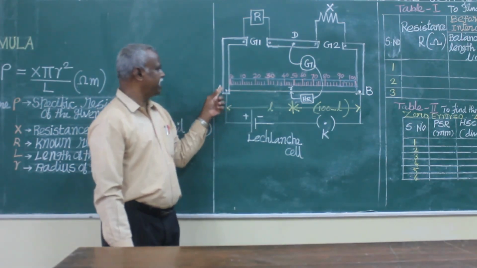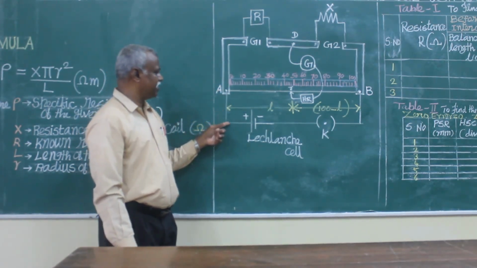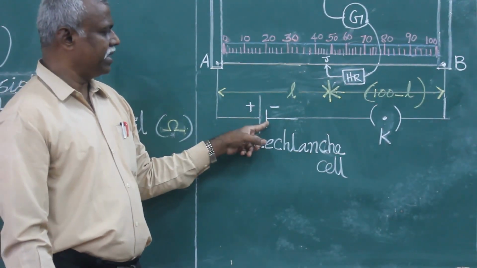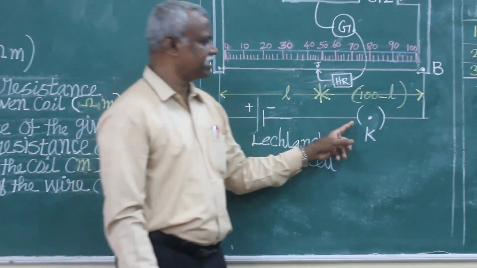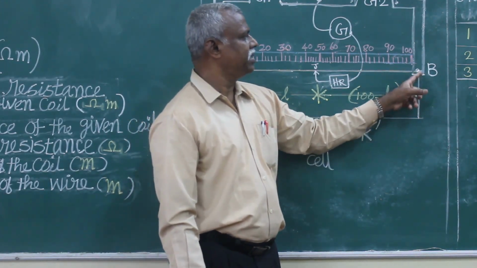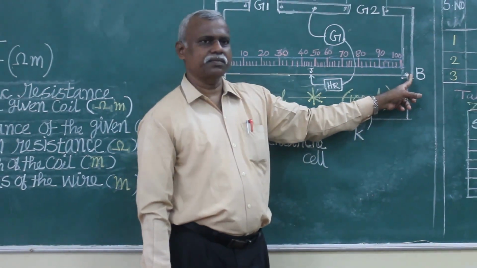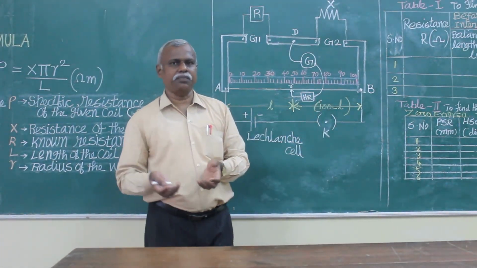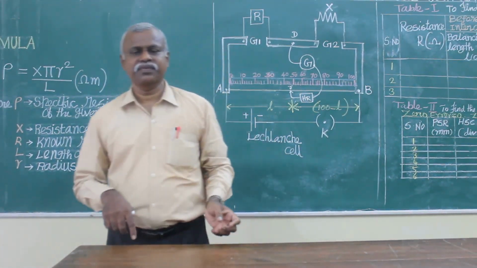Then from the point A, you have to give the connection to the electrolyte cell positive. From the negative of the electrolyte cell, you have to give the connection to the key. From the key, you have to give the connection to the B terminal. So this is the circuit diagram. Now I will explain the parts one by one.